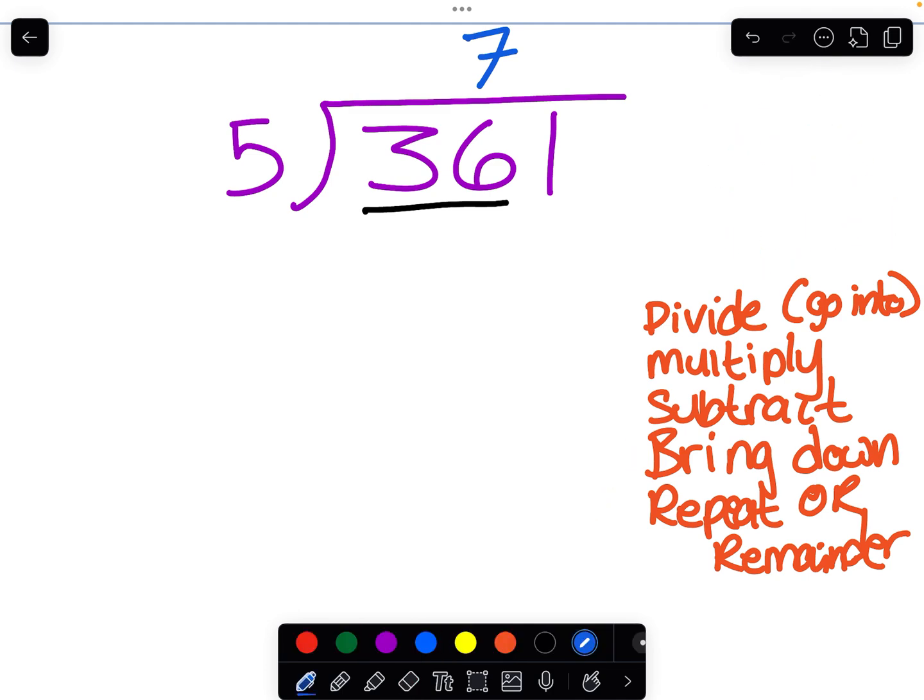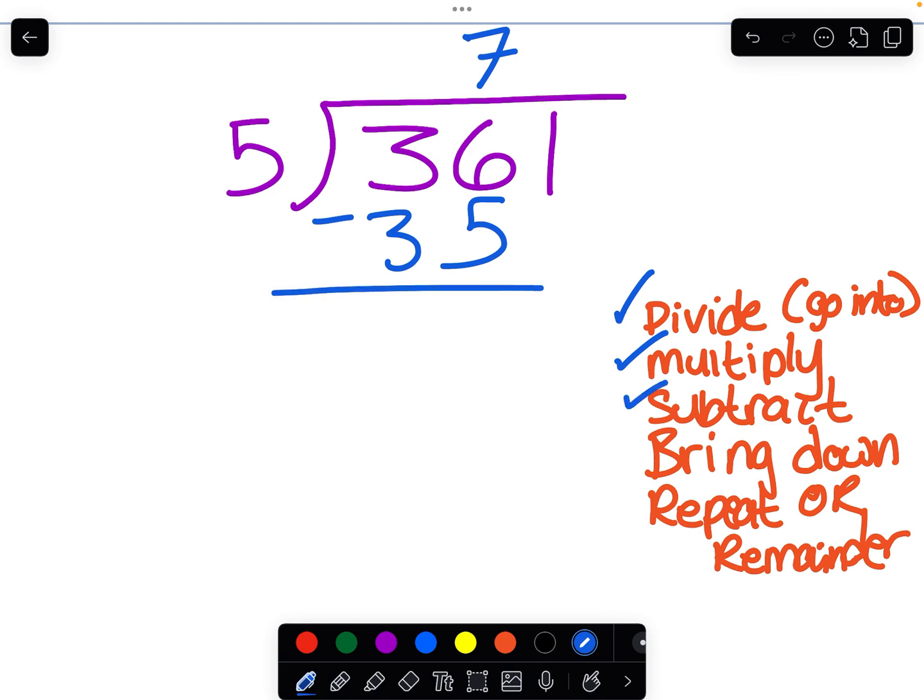So I did my divide part. I said, okay, 36 divided by 5 is 7. Now I multiply. I'm going to multiply 5 times 7. What is 5 times 7? Well, we already know. We did it. It's 35. Let me remove this black line there. So I say 5 times 7 is 35. So I did the multiply. And now I need to subtract. So I subtract 35 from 36. That's the next step. 36 minus 35 is just 1.